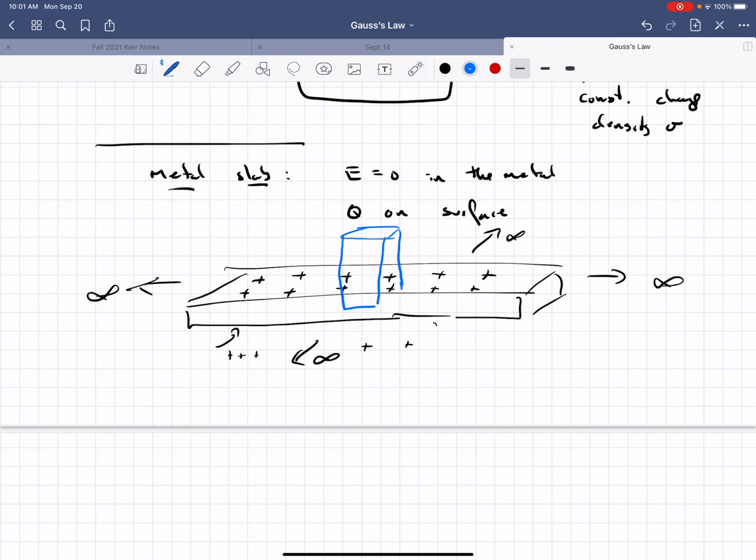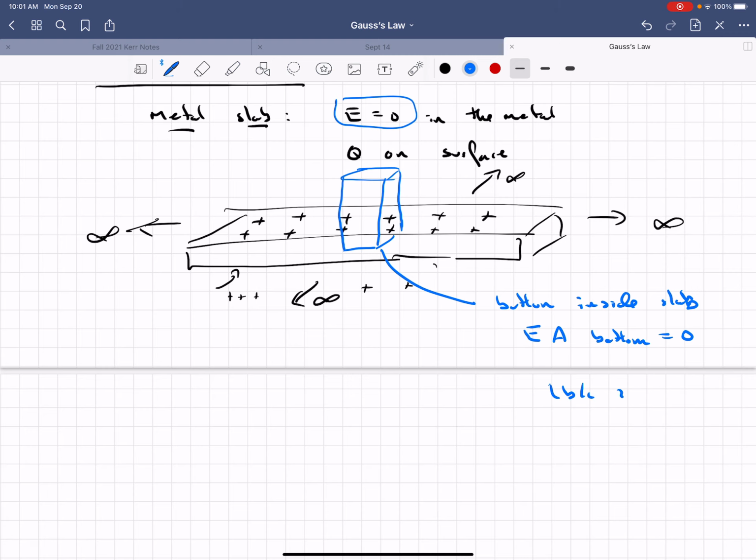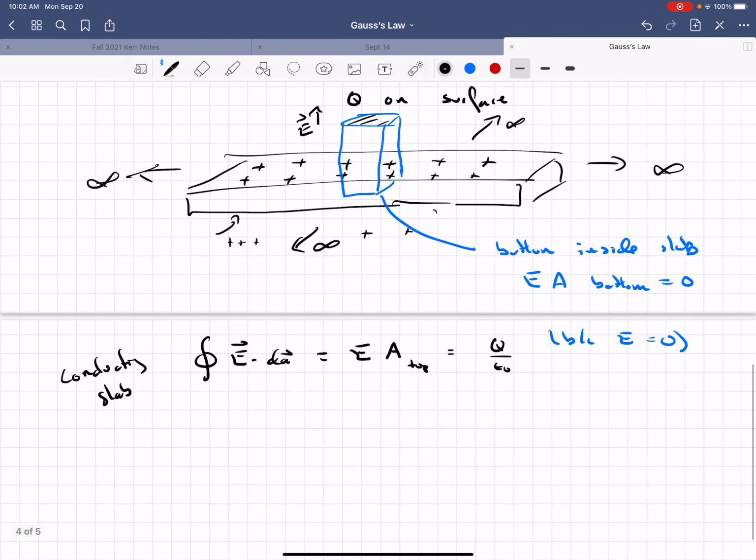You use a box again, but you use your Gaussian surface where the bottom here is inside the slab. And since the electric field is 0, the electric field times the area at the bottom is equal to 0. And so now the only side that has any flux coming out is the top, and the integral of E dot dA for a conducting slab is just E times the area of the top side, and that's now equal to charge over epsilon naught. And so the electric field above a conducting slab is 1 over epsilon naught times Q over A, which is sigma over epsilon naught.